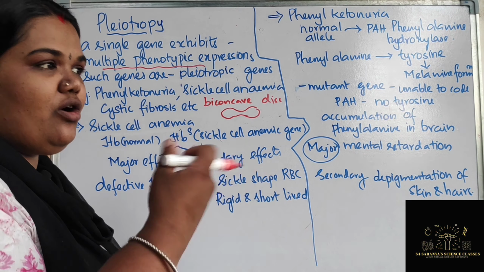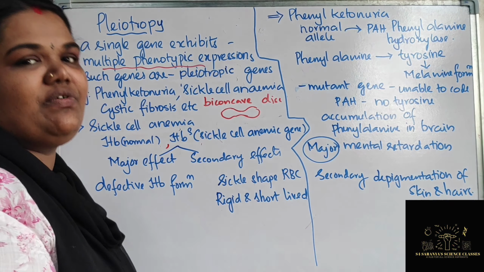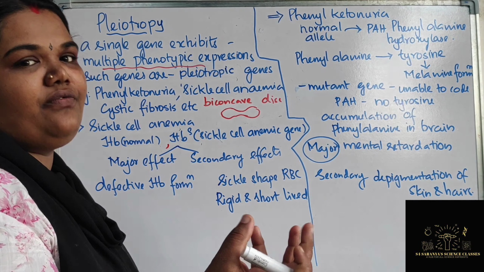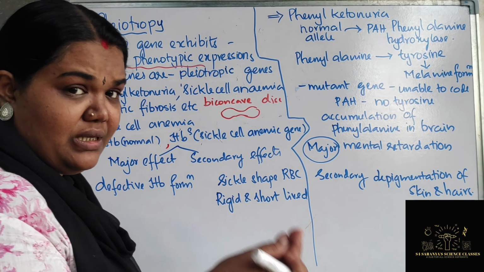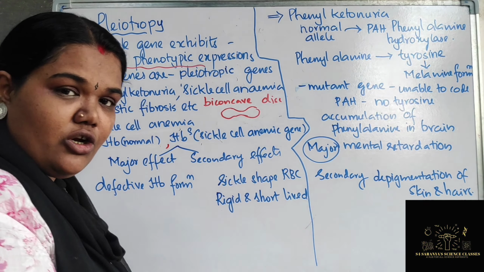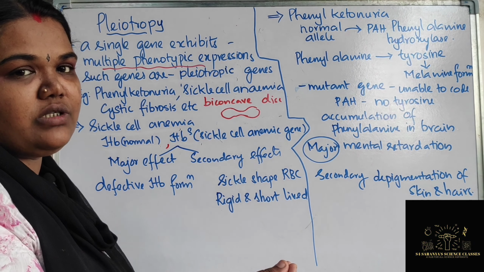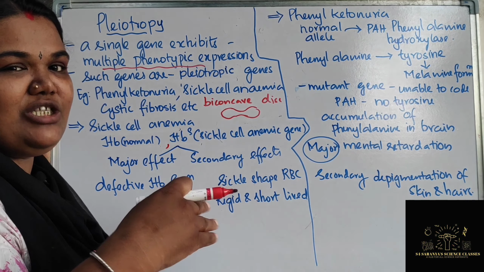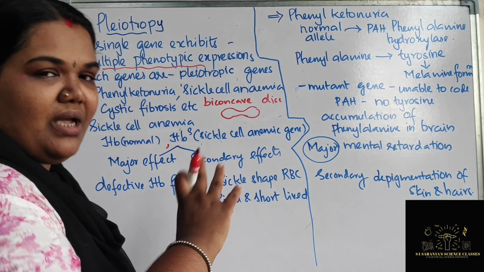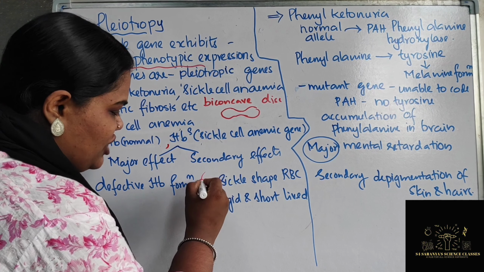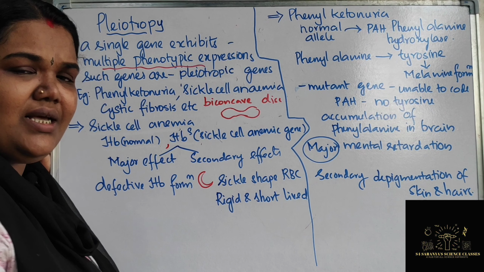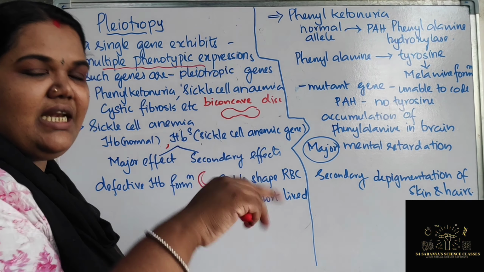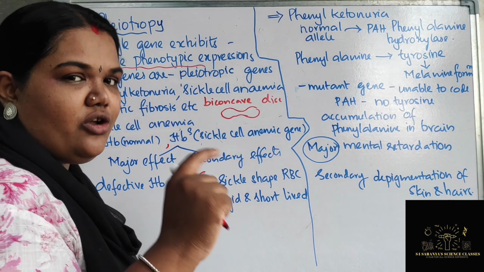Other effects will be there because of that defective HB formation. There will be low tension of oxygen, and the oxygen carrying capacity will obviously be less. Because of the low tension of oxygen, our normal disc shaped RBC will change into another shape. Its shape gets distorted and it takes the shape of a sickle, right? A sickle is the instrument we use in the field for cutting. So it changes to that shape because of the low tension of oxygen.